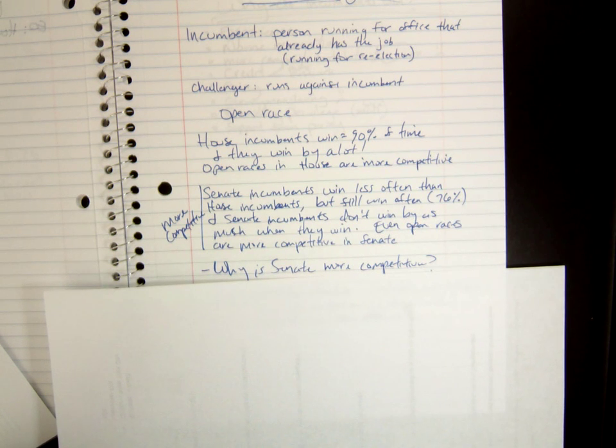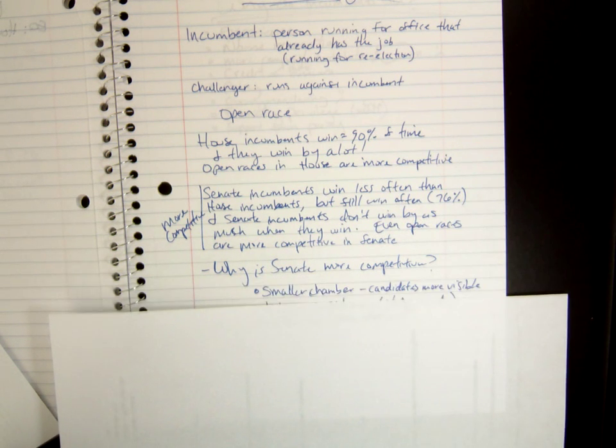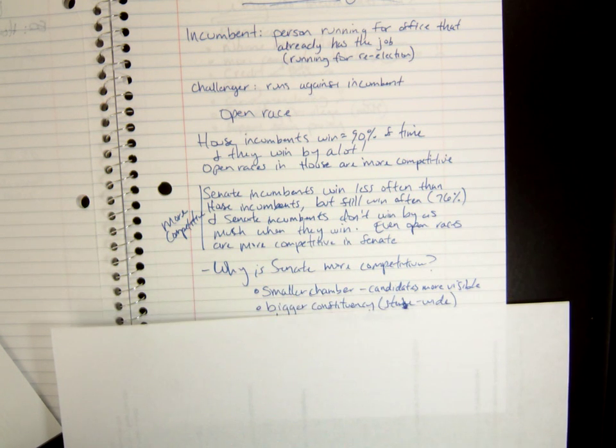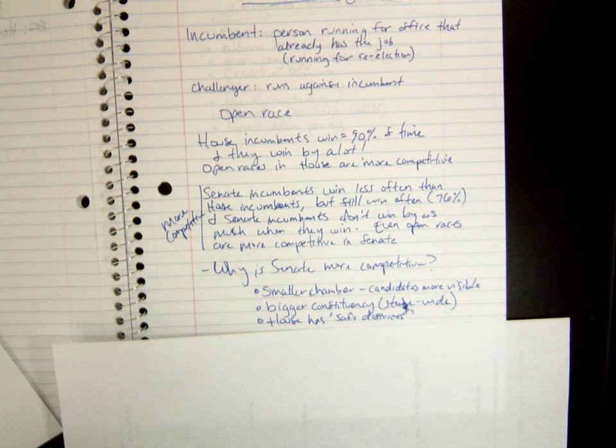Well, it only has 100 people, so being the smaller chamber, the candidates themselves are more visible. Also, if you're a senator, you had to win a statewide election, so you generally have a bigger constituency to please, and that can make it more competitive as each candidate has to appeal to a broad, diverse, less homogeneous population. And the House also has safe districts, so there might be some gerrymandered districts that protect incumbents in those elections.